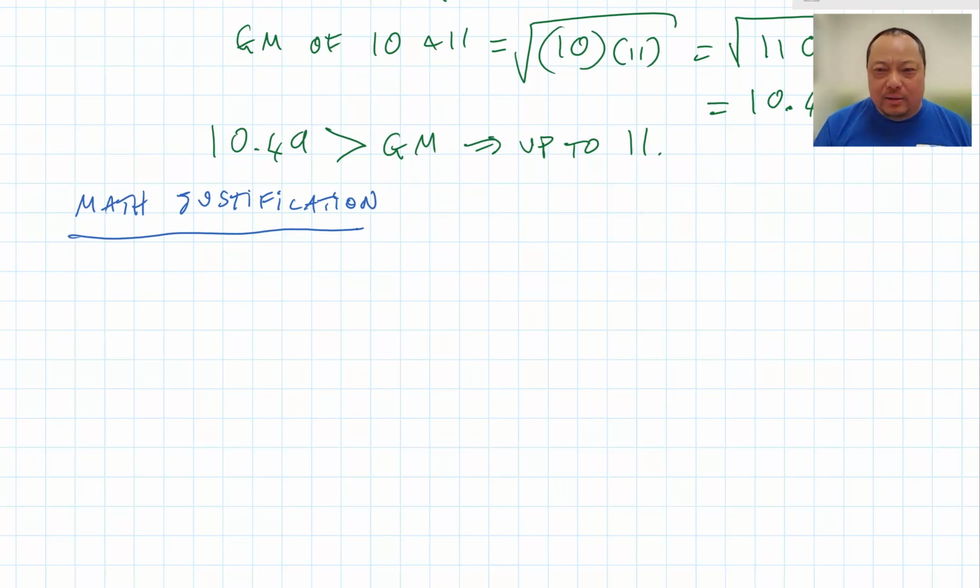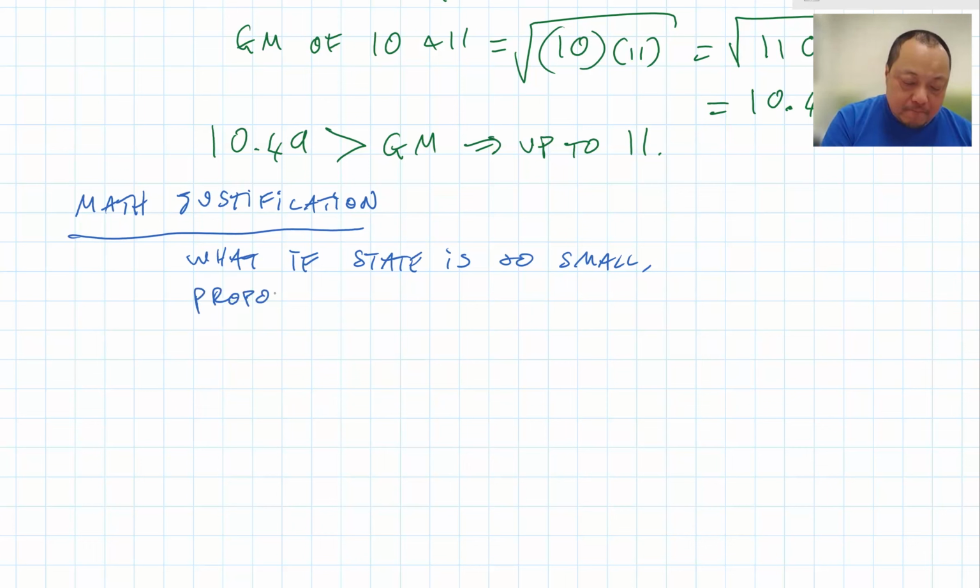And you may say, why? Why is it such a random thing? Well, there are two reasons for it. There is a math justification for it. The math justification is this. What if a state is so small? We have plenty of small states in the US, like Wyoming and Hawaii. Proportionally, they get only 0 point something percent. Let's say 0.1.